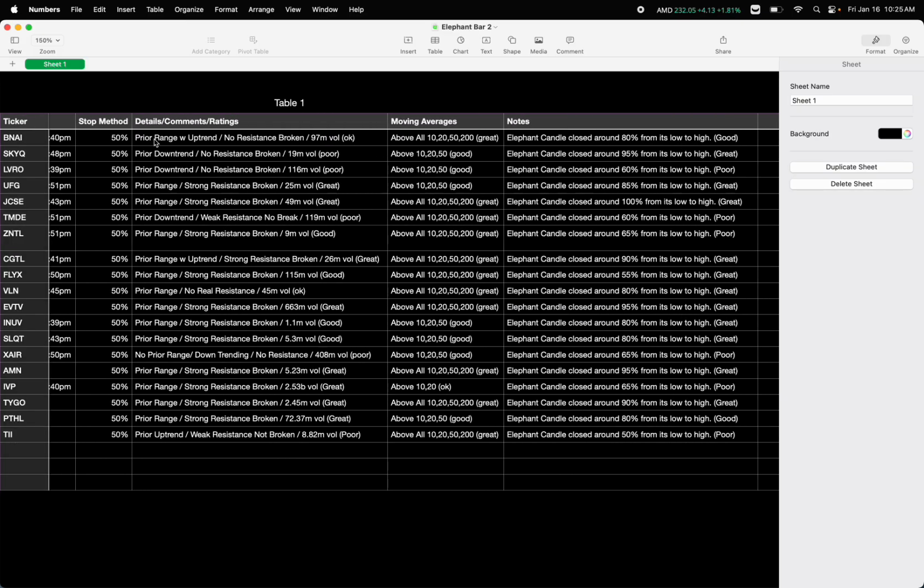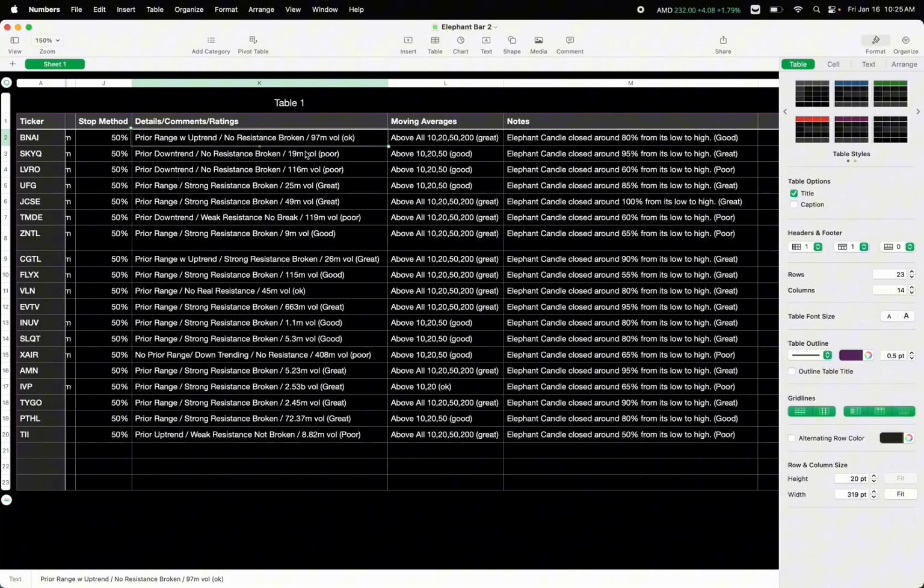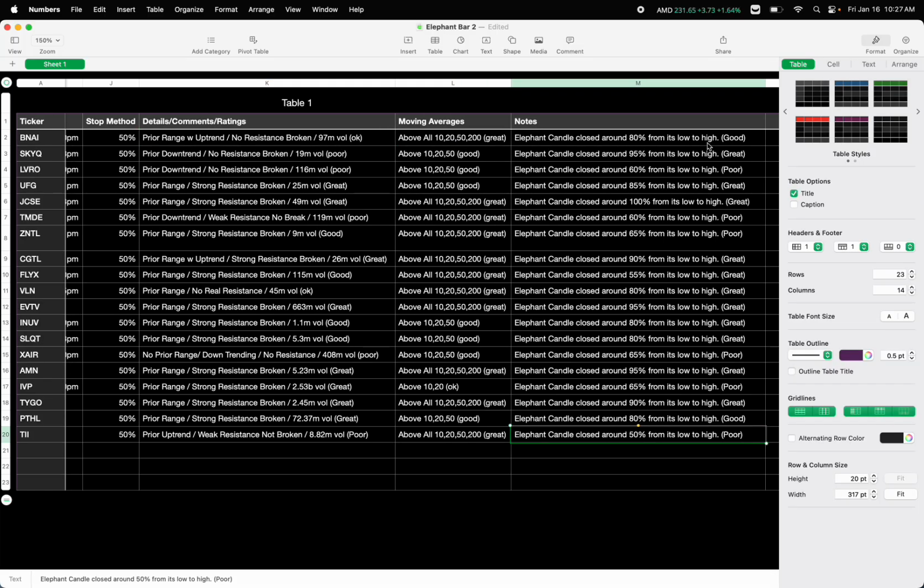is an example of me gathering data. For example, for all the trades that I took, I look at the volume, I look at the moving averages, I look at the elephant candle close at around 80%. What this means is the size of the body of the candle. I want it to close as much as it can to the high, so in this case it was an 80% close, it would be good. In this second case, 95% close, that's a great one, and in this case it was a 55%, so this is a really horrible thing right here. I don't know why this says great, but it should say poor.